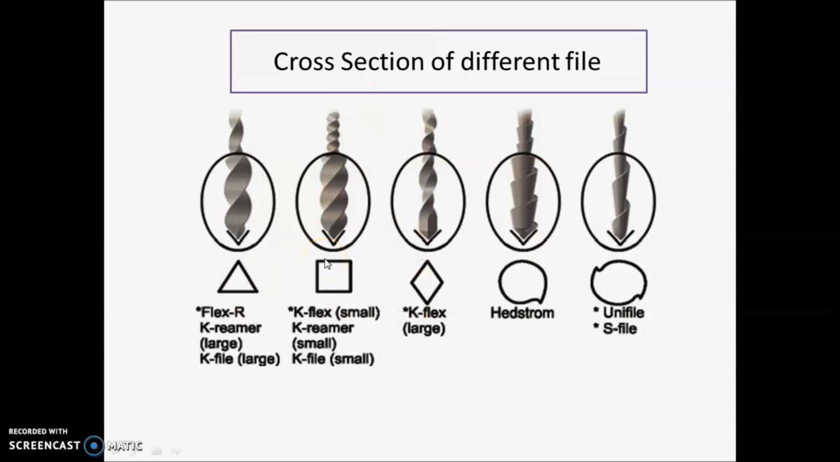Then let us talk about a few cross sections of different files. So we have triangular cross section in case of Flex R file, K reamer and K file of larger type. Then we have a square type of cross section in K flex smaller, and K reamer and K file of smaller type. We have a rhomboidal kind of cross section in K flex larger file. We have a teardrop cross section in case of your H file, and S shape, that is a non-cutting tip, in case of the Uni file or S file. So please, aspirant, know these different cross sections. Many times they have been asked in the exams.